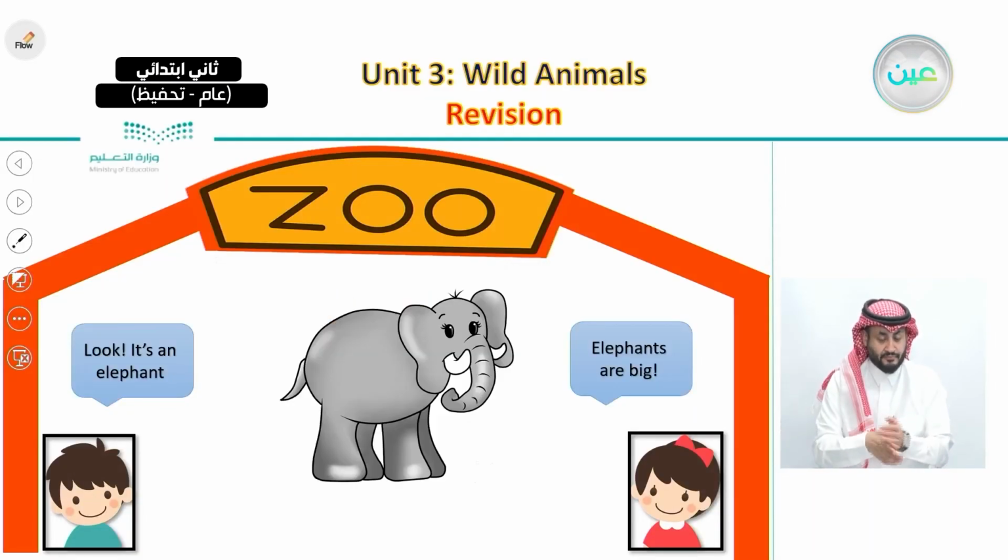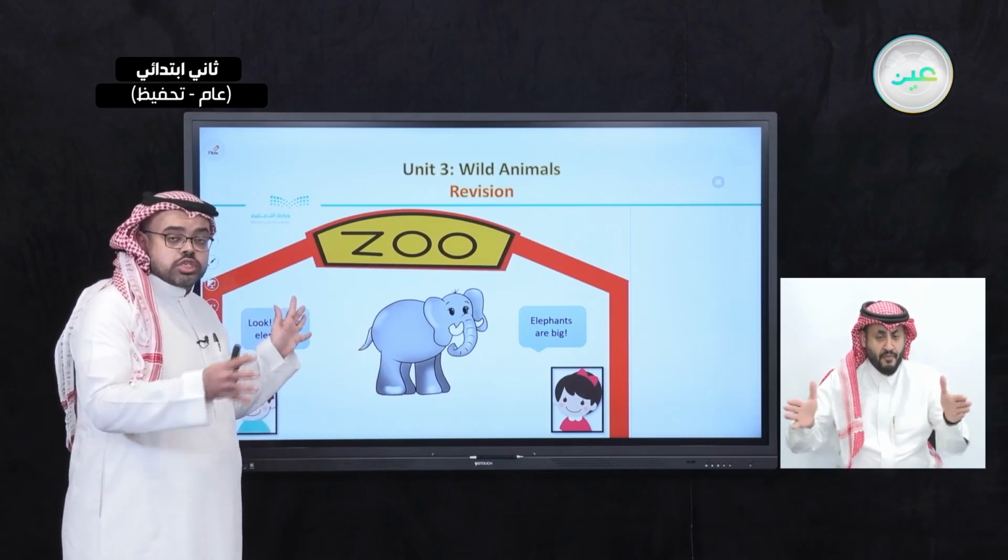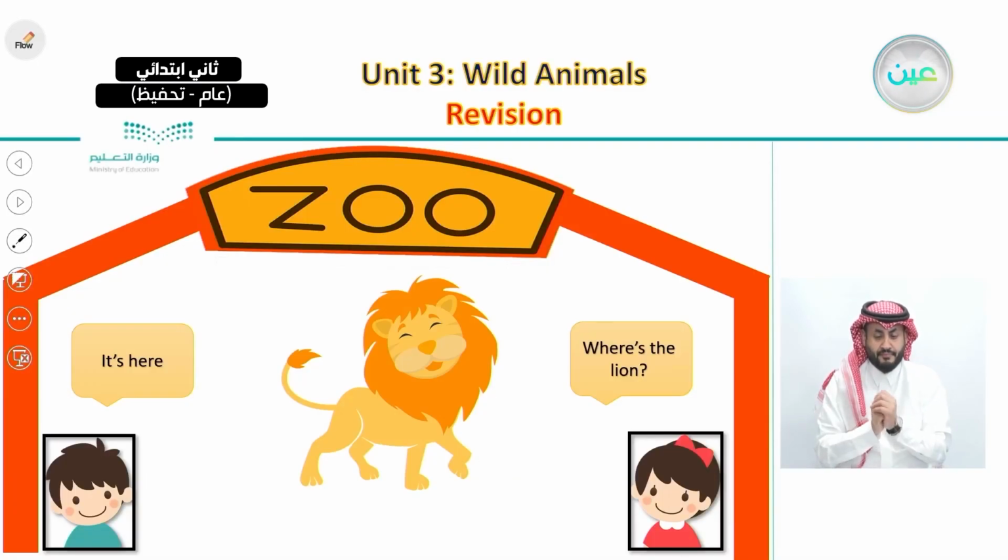Also, they talked about another animal where the brother pointed to an elephant. He says, "Look, it's an elephant." And the sister says, "Elephants are big." So she describes the elephant as big. And also his sister asked about the lion.